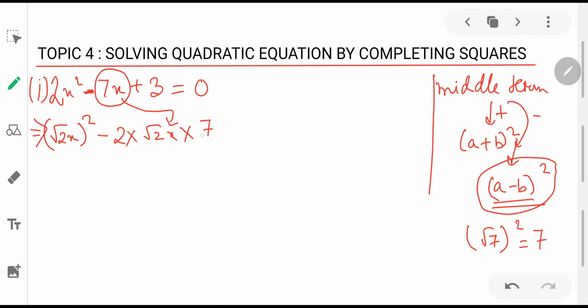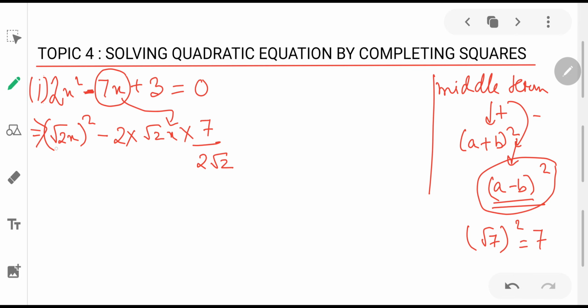But along with 7x, we have two extra terms. What are the two extra things? 2 and root 2. Now we need to remove these. How to remove them? For removing them, we can just divide by 2 root 2. Now what will happen if we divide? This 2 and this 2 will get cancelled, and this root 2 and this root 2 will get cancelled. So the ultimate term will be the same as the previous line.